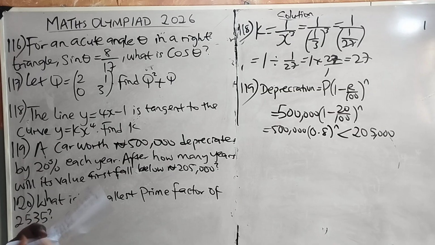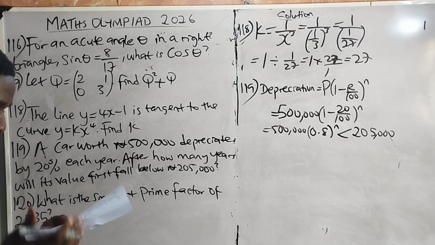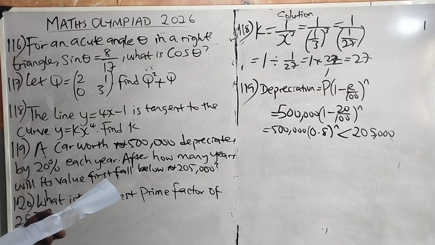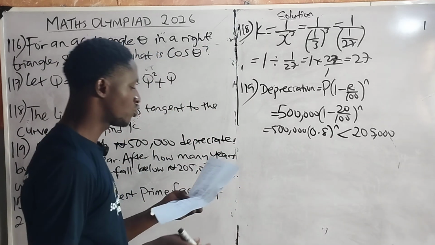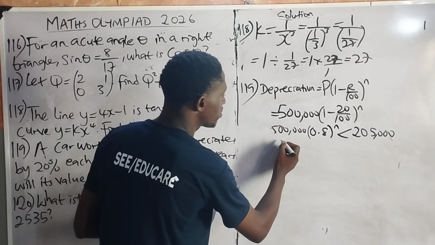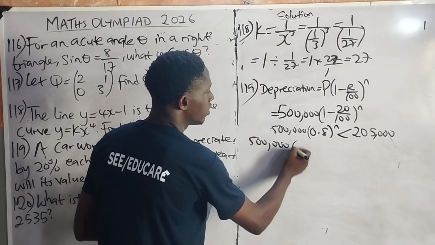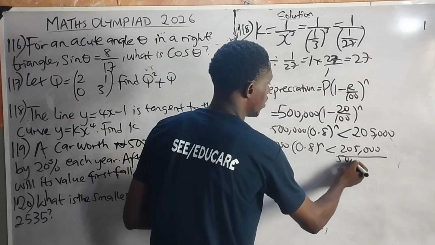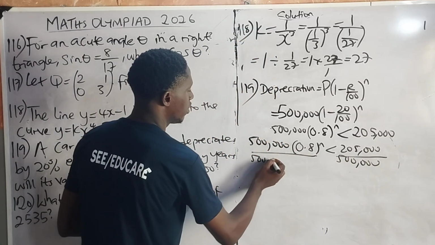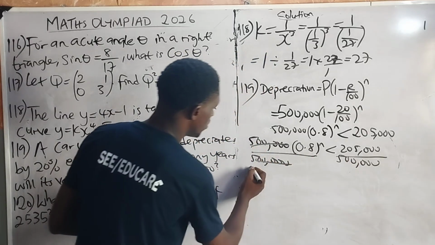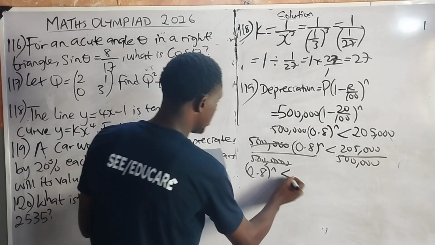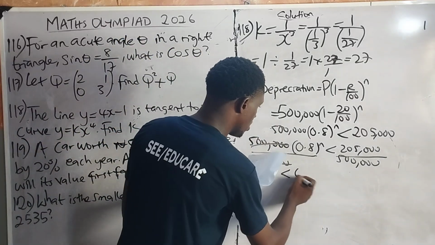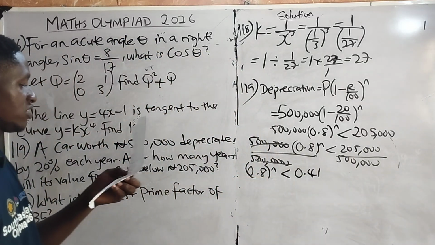So that is what we are going to do. If you check the options there, I just wrote down the options so that you understand what I'm trying to say. So there's a way we can do that. First of all, let's divide both sides by 500,000. So this is 0.8 raised to the power of n less than what I got here when I divided, which is 0.41. So let's check the power now.